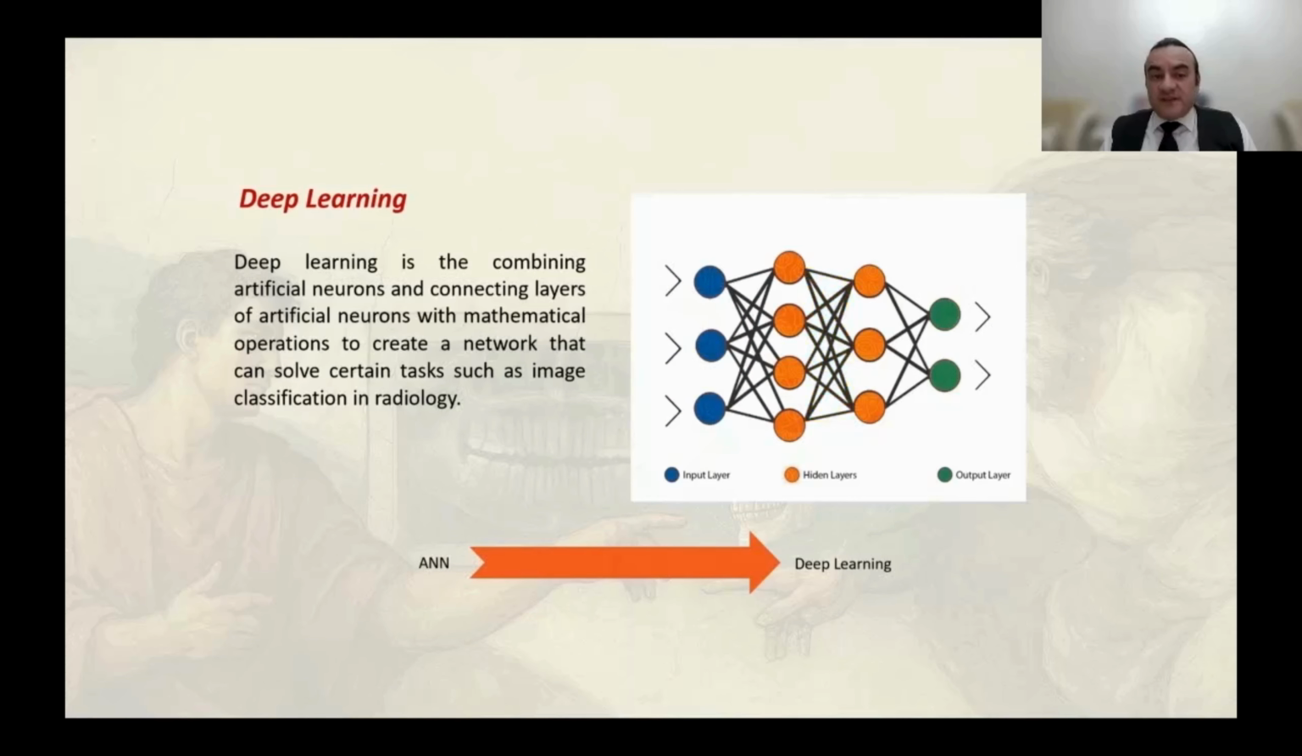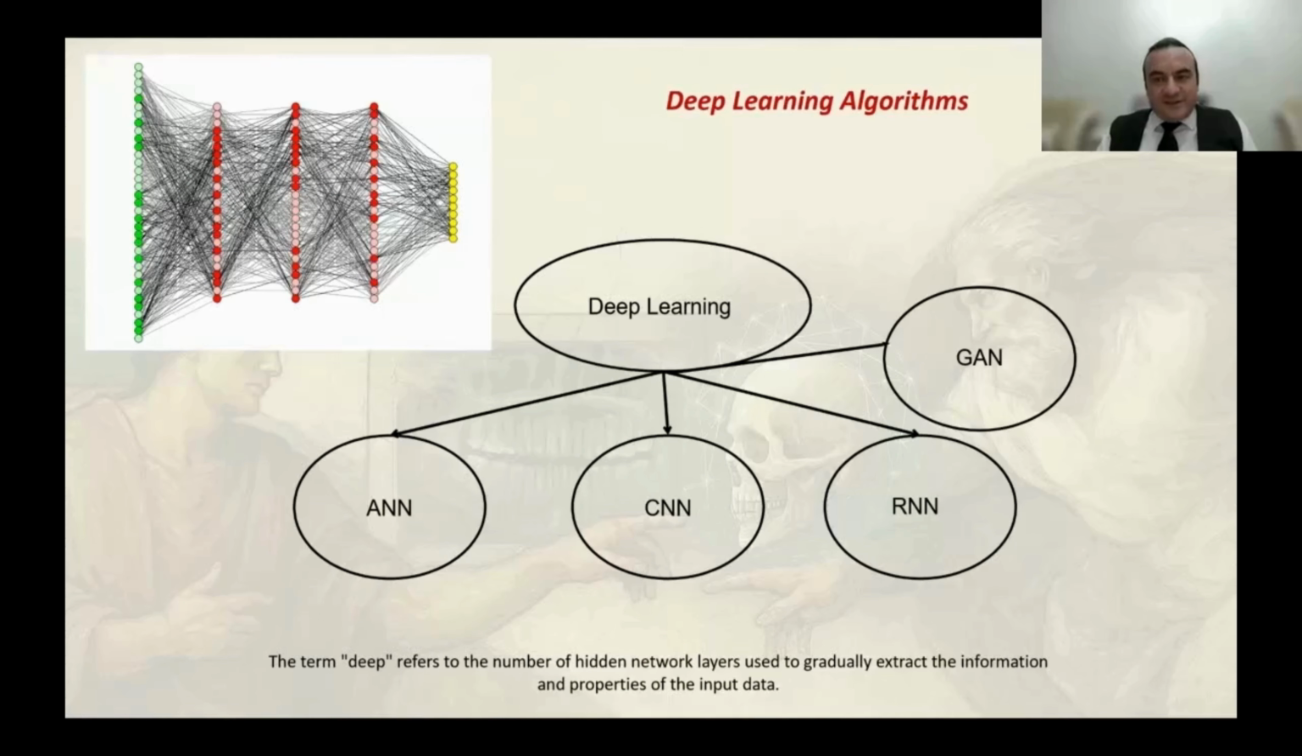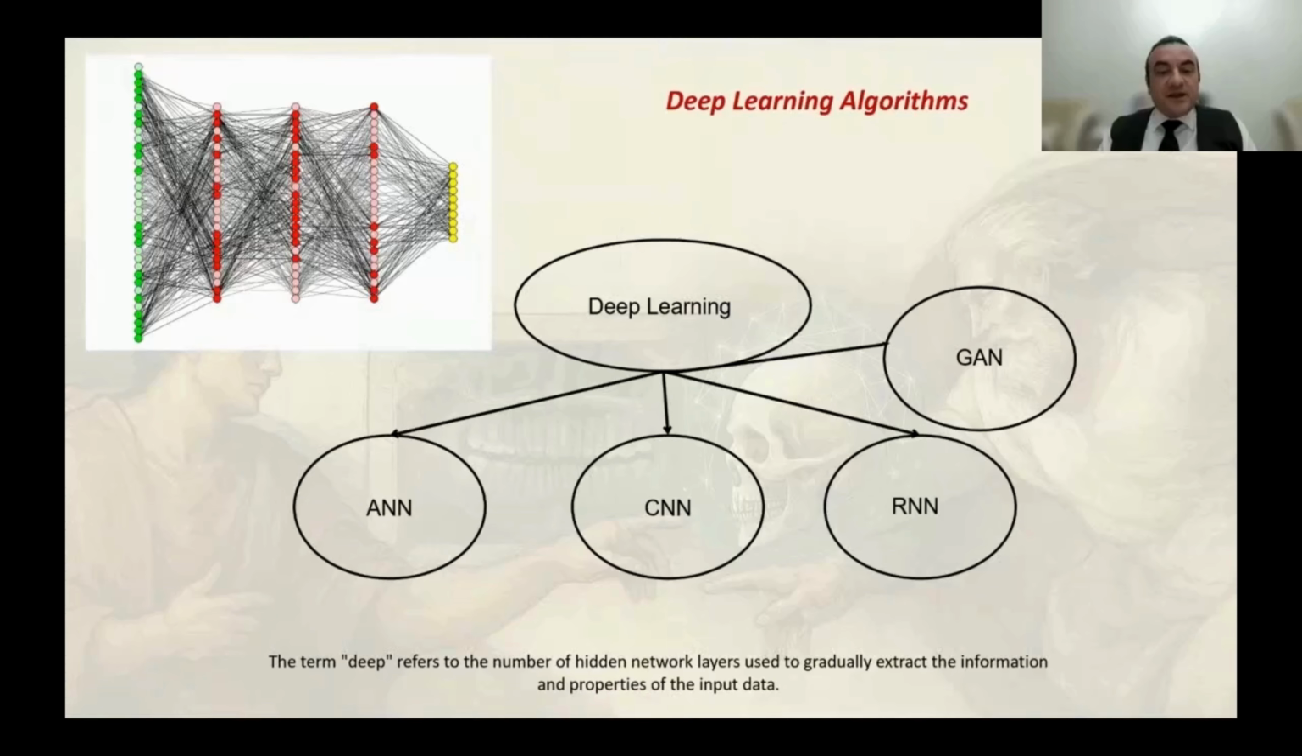Most of the time, these types of neural networks are what we call a black box. Even nowadays, we don't fully understand how these deep learning artificial neural networks solve these tasks. But now we have started explainable AI models, so step by step we understand how deep learning, especially the hidden layers, interact with each other. The term deep refers to the number of hidden network layers used to gradually extract the information. So there are different types of algorithms nowadays.